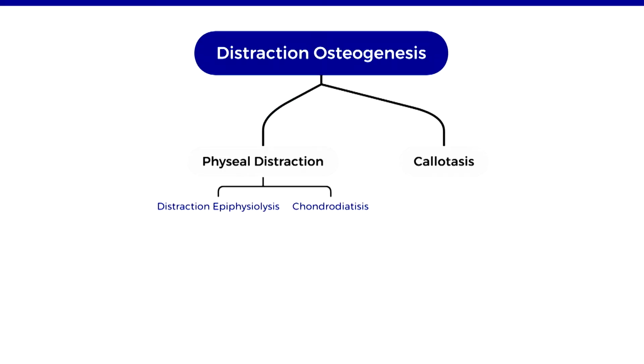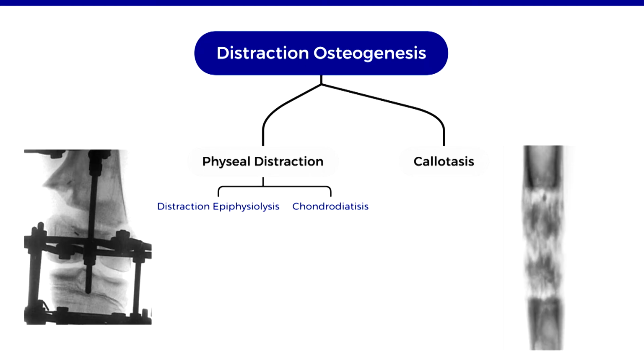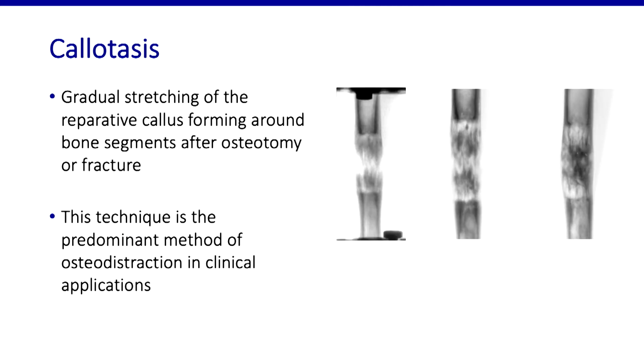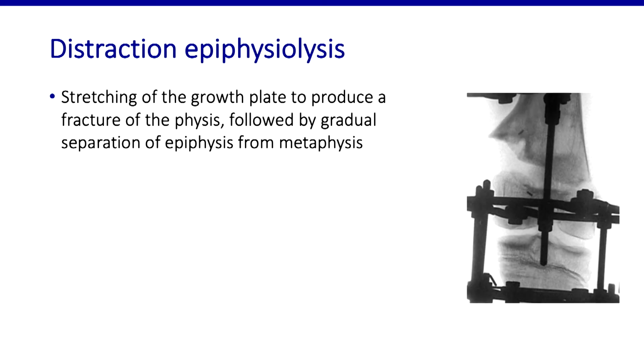Now, distraction osteogenesis can work as fascial distraction, there is a technique of distraction epiphysiolysis, chondrodiastasis, or as callotasis. The callotasis, this is the mostly used technique. It's a gradual stretching after the osteotomy. And this is the majority of techniques. But there's also distraction epiphysiolysis. It's not that popular because it's not quite predictable.